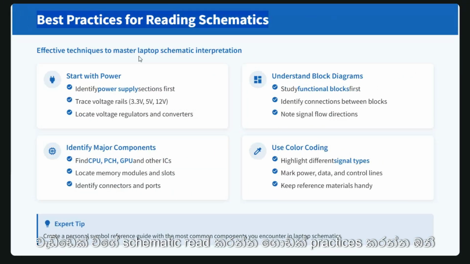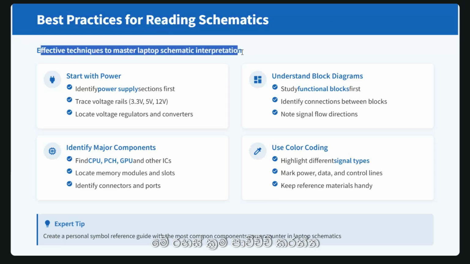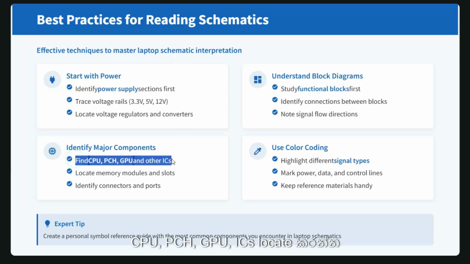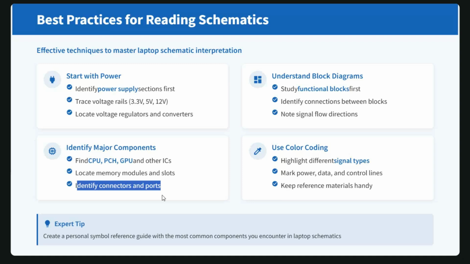Best practices for reading schematics. Here are some proven techniques to master schematic reading. Start with power. Identify the power supply sections. Trace voltage rails like 3.3 volts, 5 volts, and 12 volts, and find voltage regulators and converters. Identify major components. Locate the CPU, PCH, GPU, and other ICs, along with memory modules, slots, connectors, and ports.